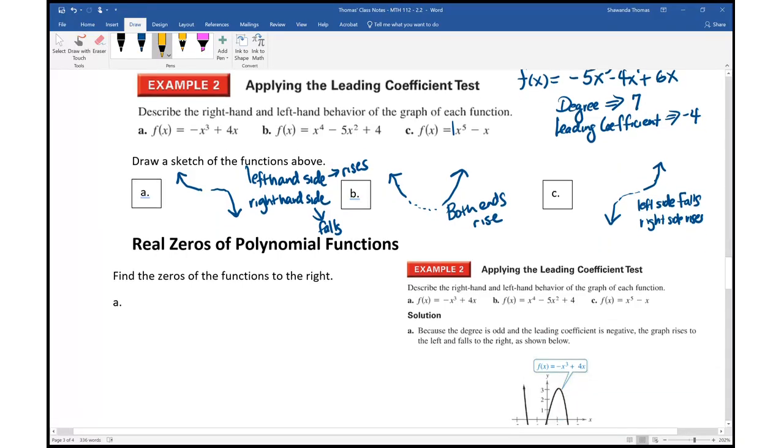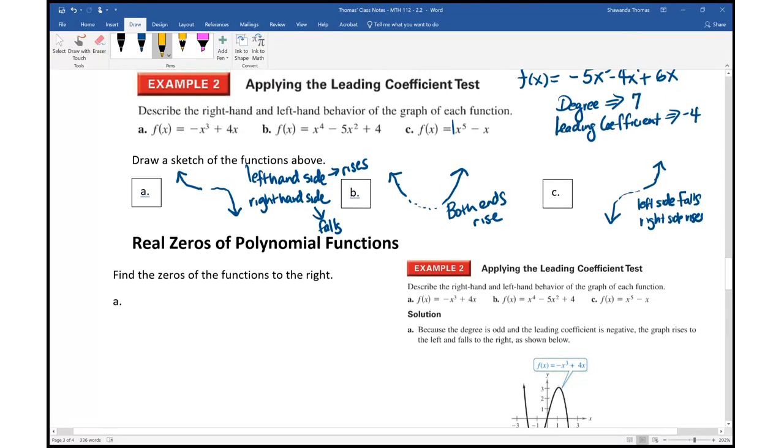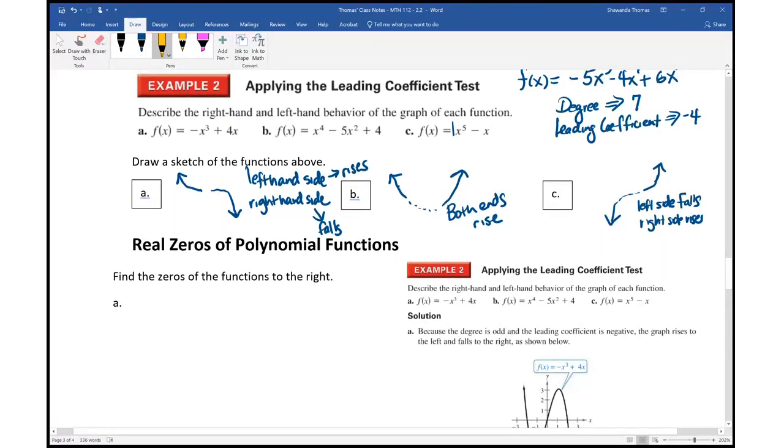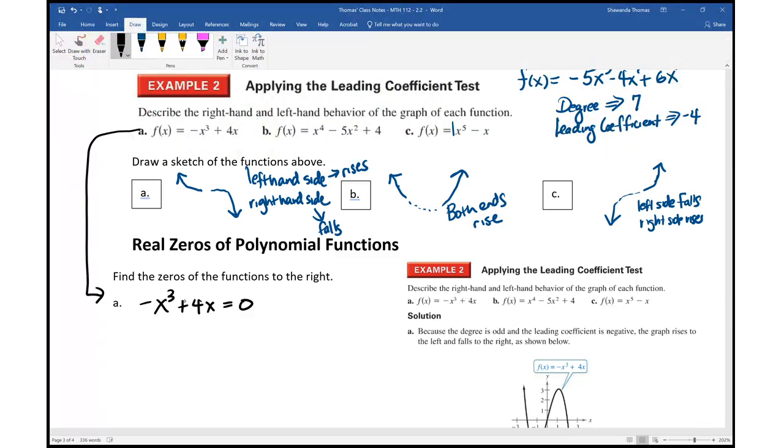All right, let's figure out the inside, the middle of these graphs by finding the zeros of the functions. So for example, we have A, and when we say A, we're referring to the A we just discussed. How do you find zeros? We are going to set the function to 0 and solve for x. So here we will factor out a negative x. We have x squared minus 4 equals 0. That is a difference of squares. So negative x times x plus 2 times x minus 2.